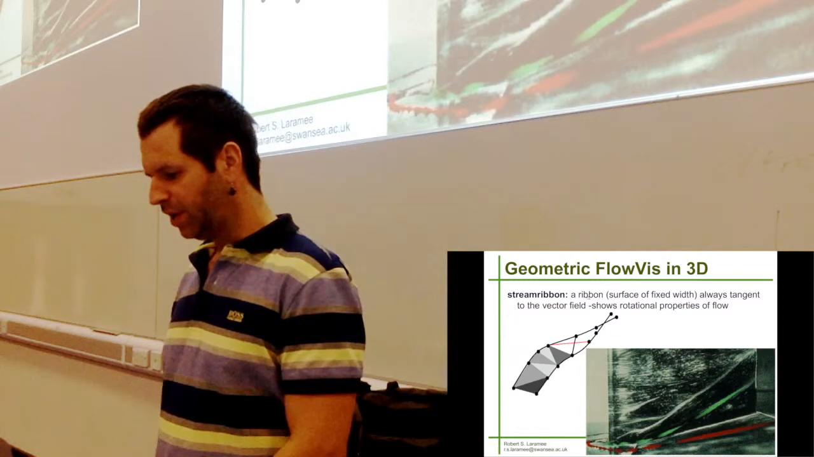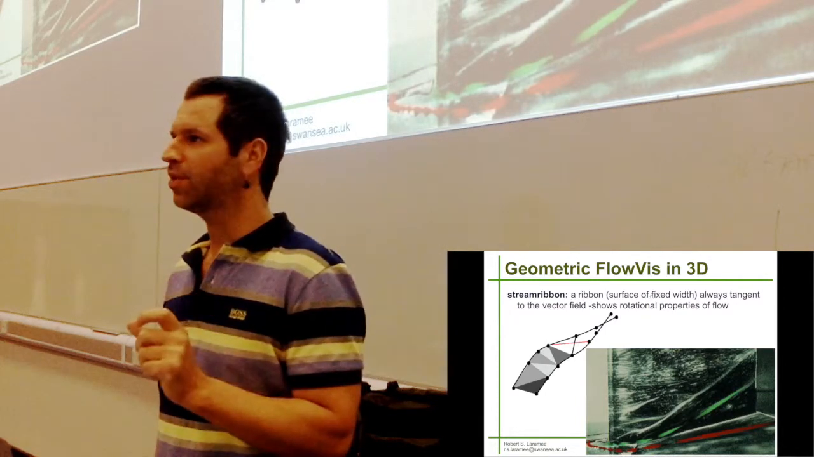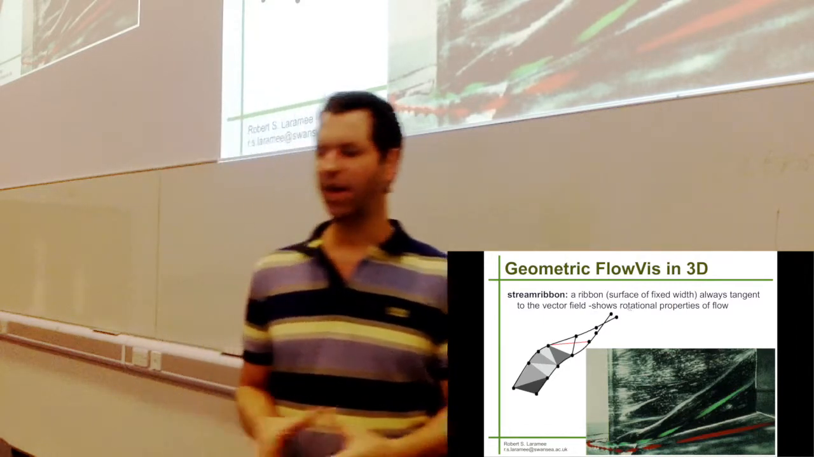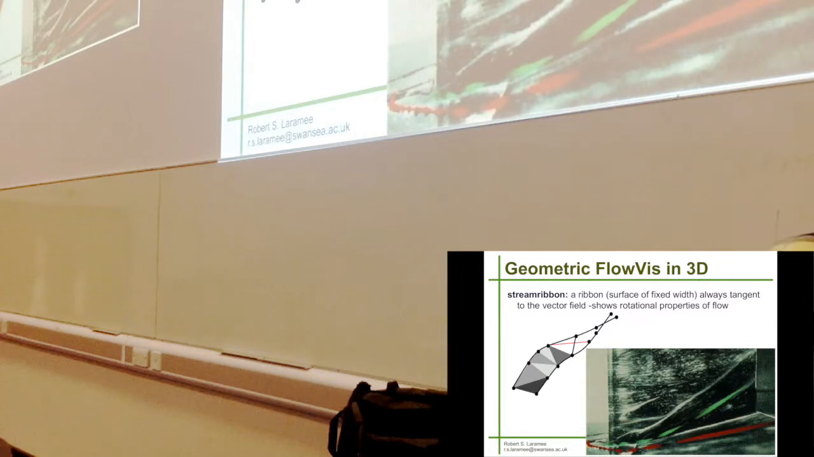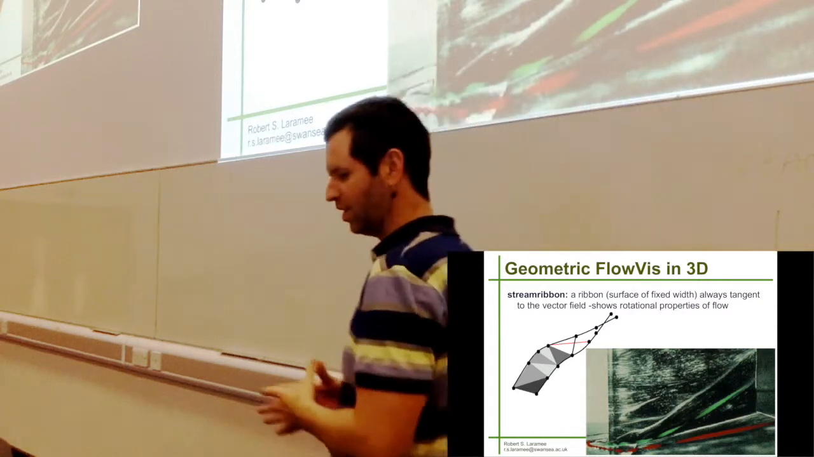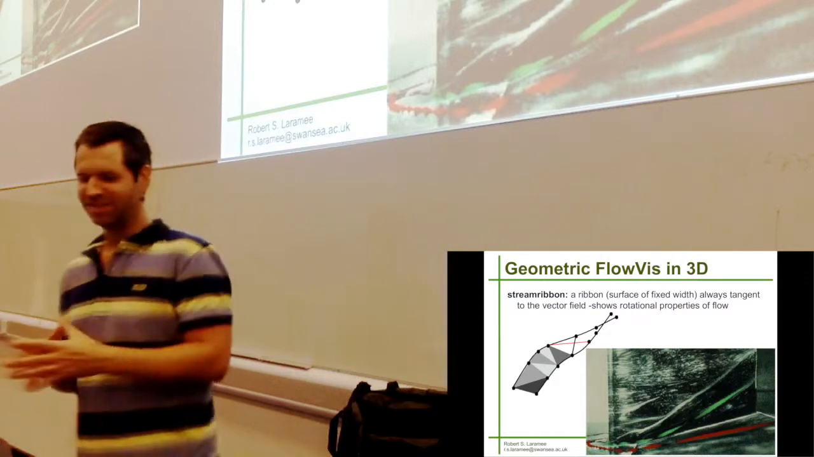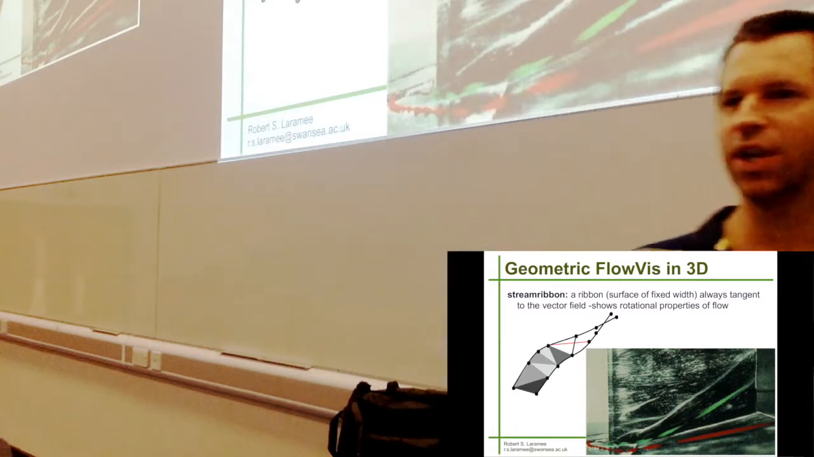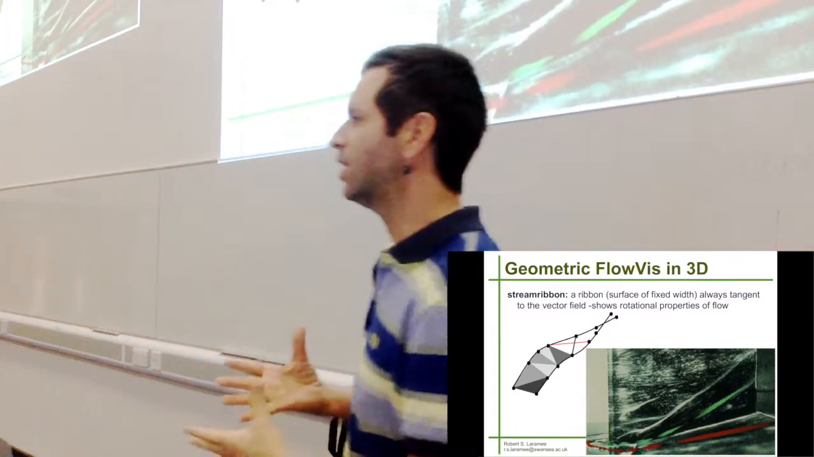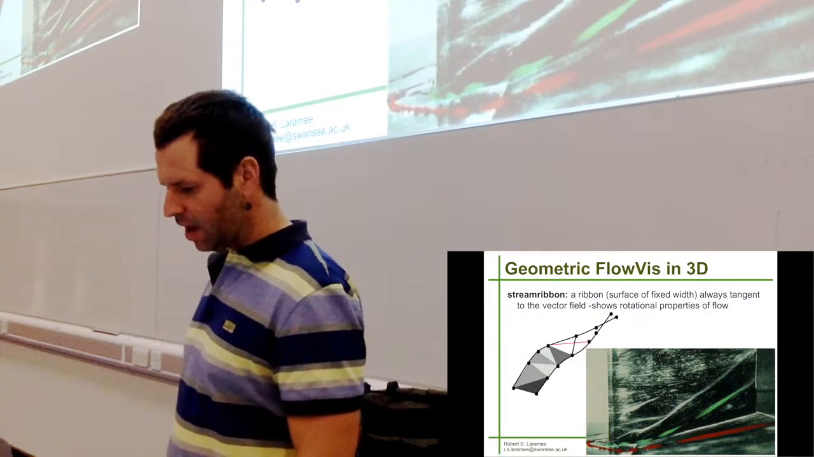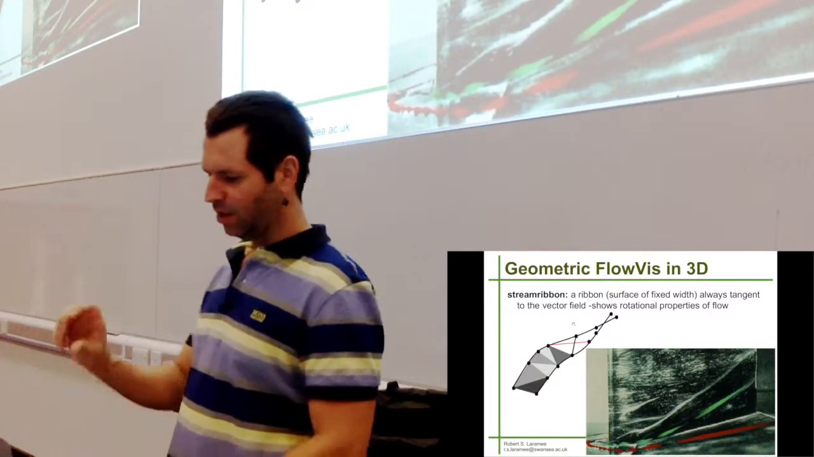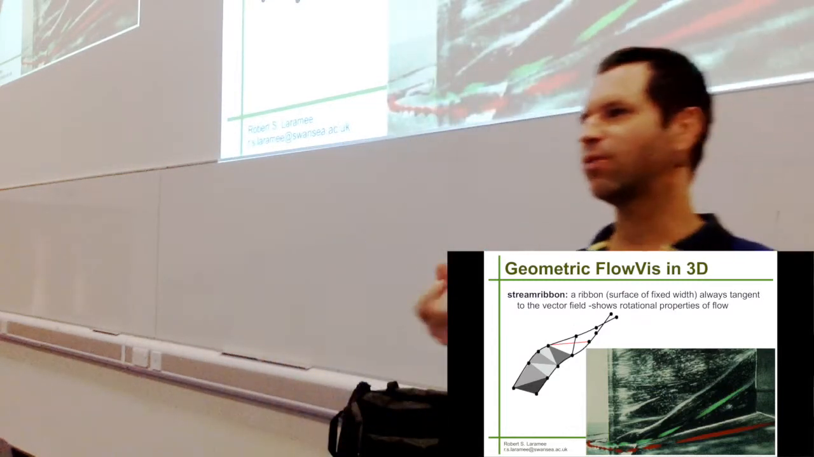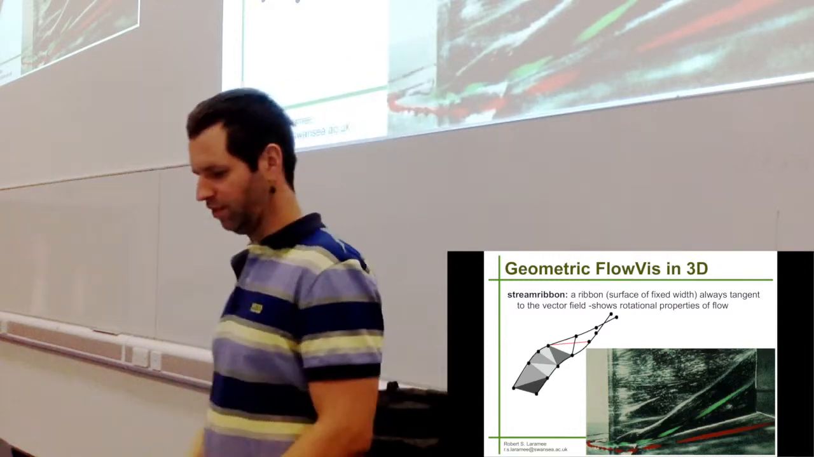So a stream ribbon is a surface with a fixed width, and it's always tangent to the vector field. The advantage of stream ribbons over streamlines are multifold, but one of them is that because it's a surface, we can add shading. And shading is nice for the perception of 3D lighting and shading. It also shows the rotational properties of the flow. So these stream ribbons can twist around, and then they reflect rotation in the flow.